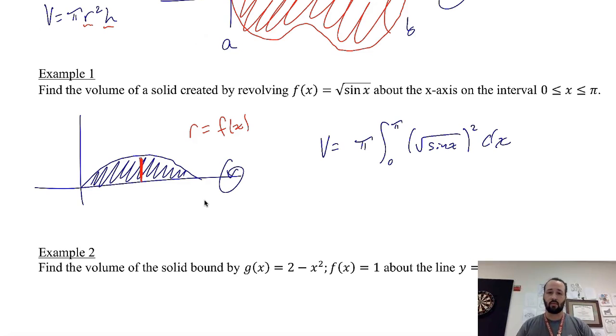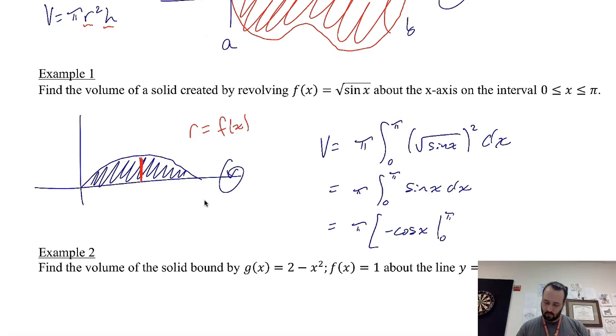So this is setting up but not evaluating. If you wanted to evaluate, you could do that. That would just be sine of x dx. So this would be pi times negative cosine from 0 to pi, which would be pi times negative 1 plus 1... yeah, negative of negative 1 plus 1, which is 2. So that would be 2 pi, the volume of my solid, units cubed.